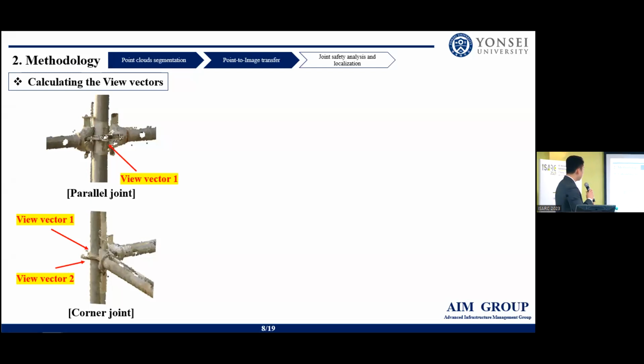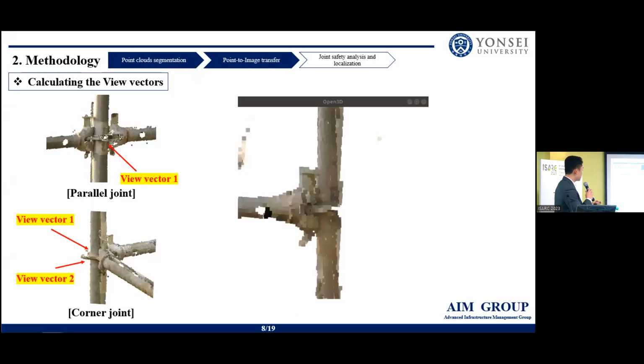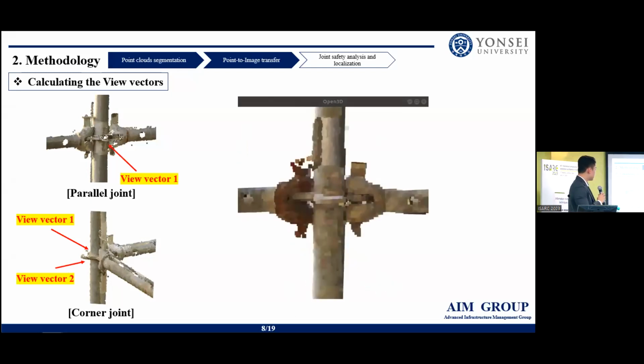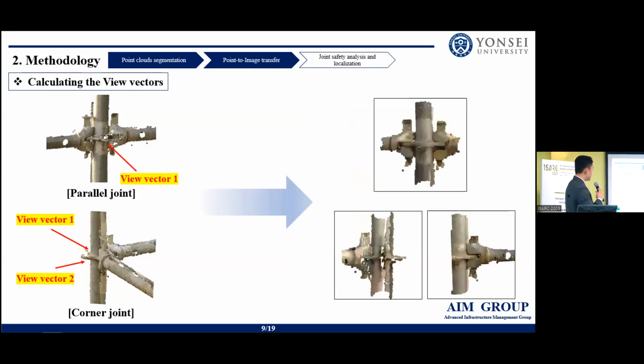After we calculate all the viewpoints and the view vectors, we iterate the visualization function and capture the screen automatically. As a result, these images are extracted from the point cloud. As you can see, a single image is extracted from a parallel joint and 2 images are extracted from a corner joint. And of course, this whole process is automated.